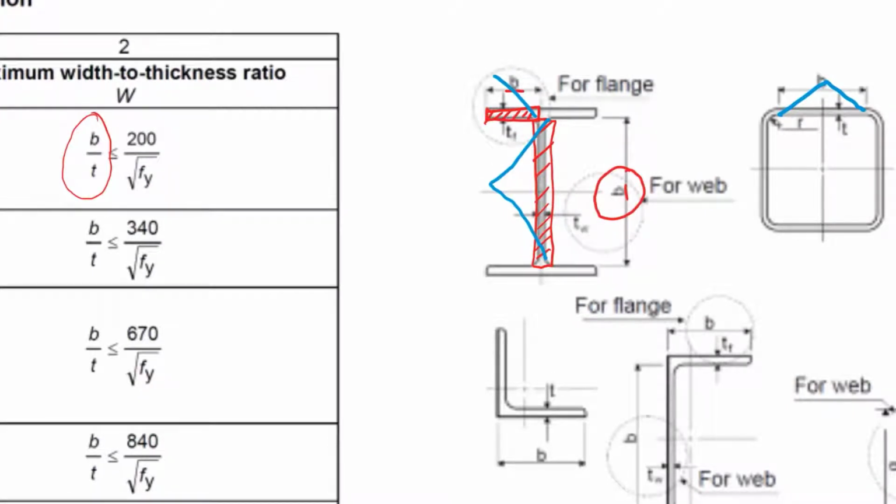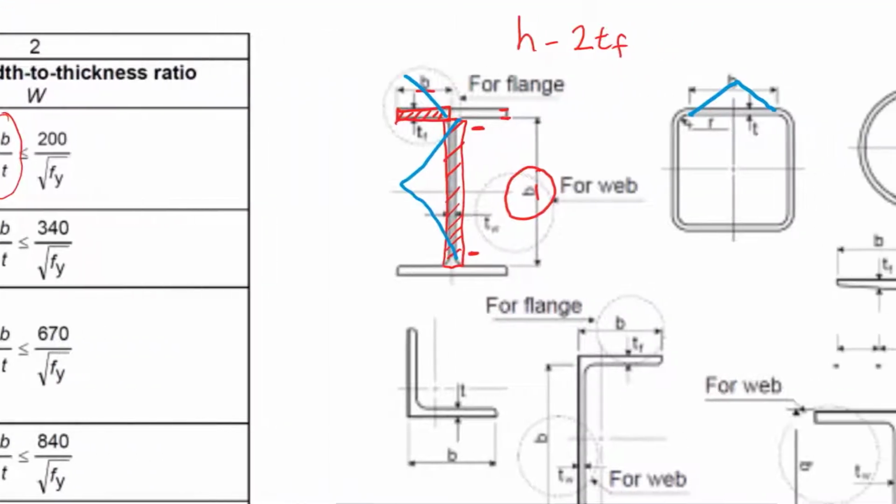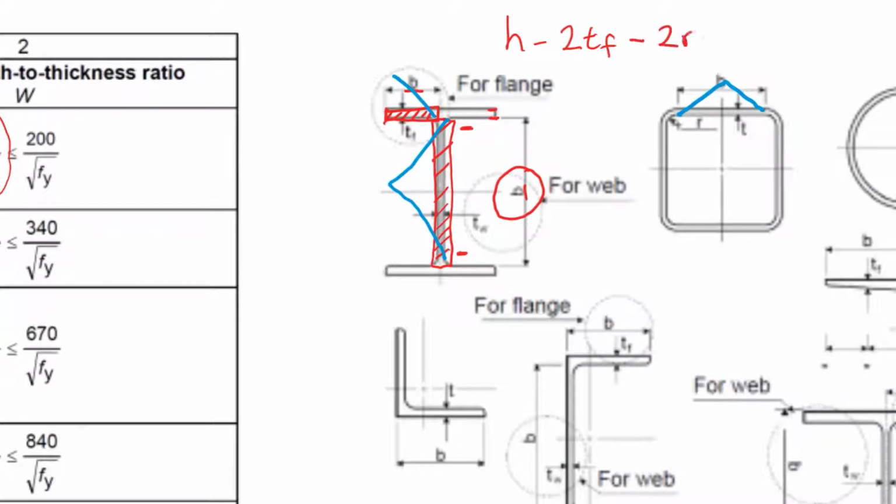One thing just to be very careful of, this is a bit of a contradiction. Normally when you deal with a web, you deal with the height of the web, which is from the inside of the radius, because there's a radius where the two flanges join. This is the one exception. When you classify the web, it's h minus 2tf, minus 2 times the thickness of the flange. Normally h would be minus 2r1. That is not the case here.